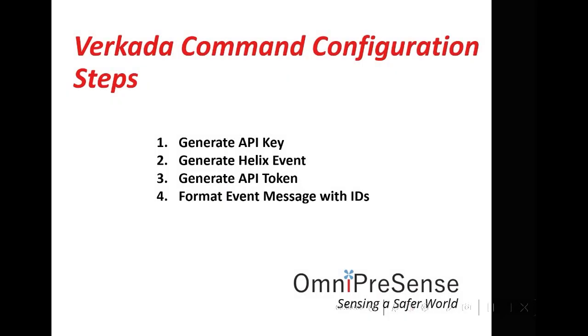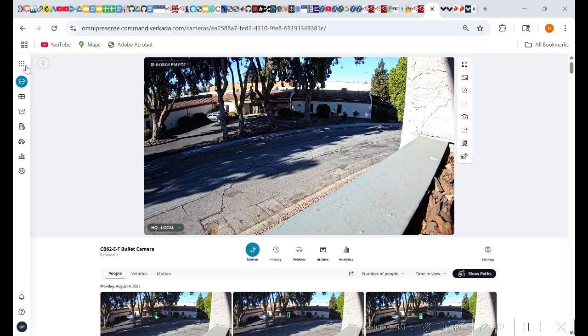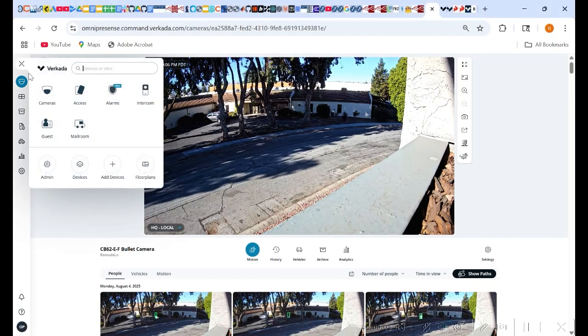The steps for generating this information start with generating an API key, which is unique to your Verkada account. Next, a Helix event is defined, which describes what data is to be passed into the command dashboard. When this is done, the message format is defined, UID created, and the URL that the message is sent to is provided. To start, click on the All Products box in the upper left of the command dashboard.